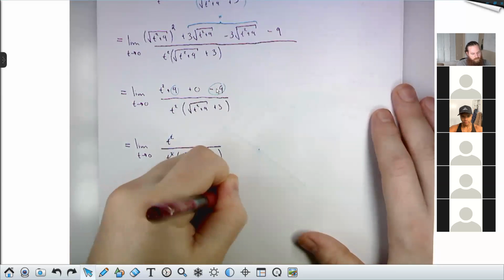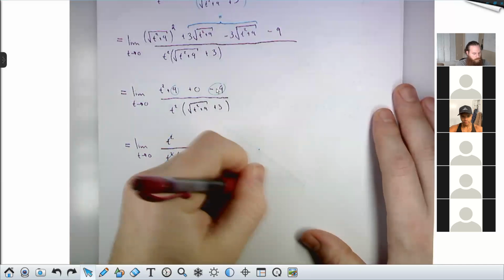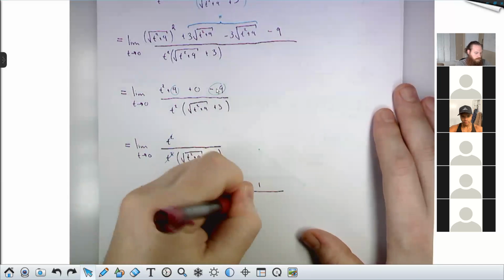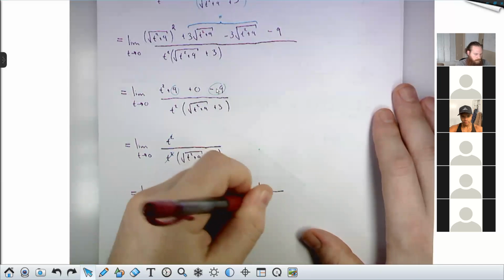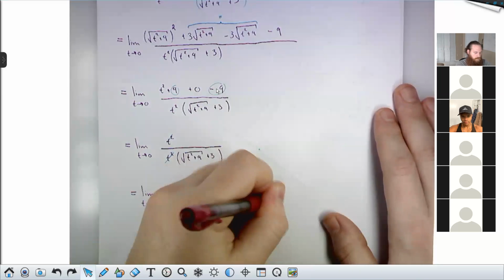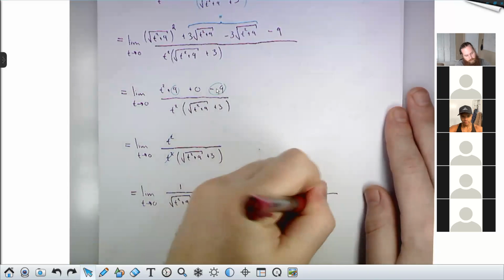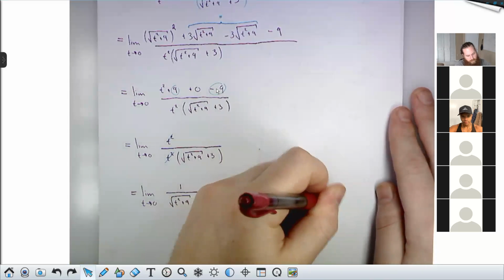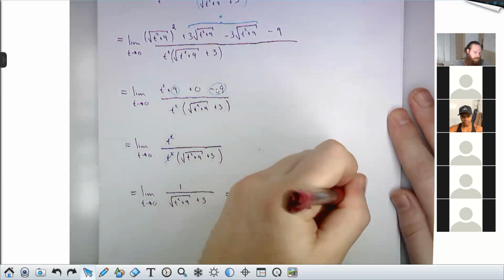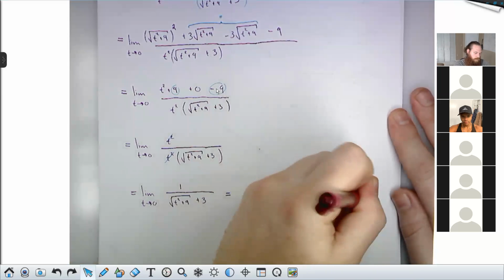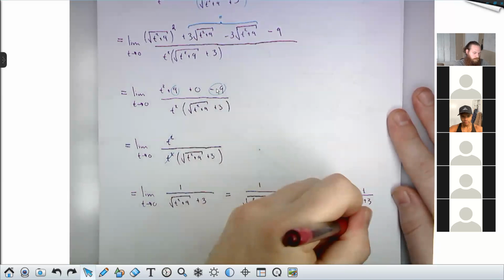So if I plug in 0 for t, I will get 1 over the square root of 0 squared plus 9 plus 3, which is 1 over the square root of 9 plus 3, or 1 over 3 plus 3, which is 1/6.